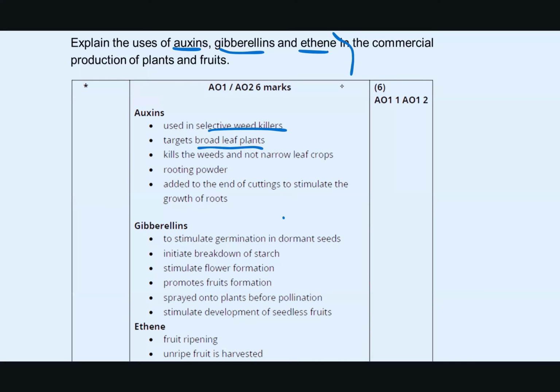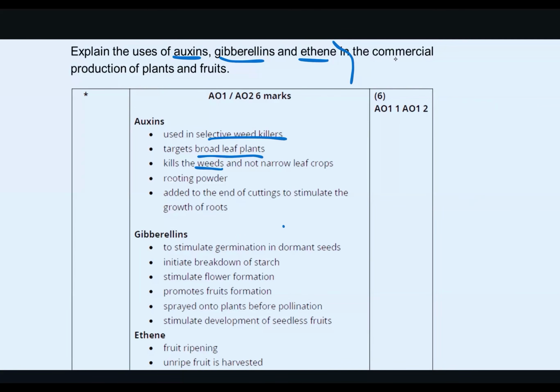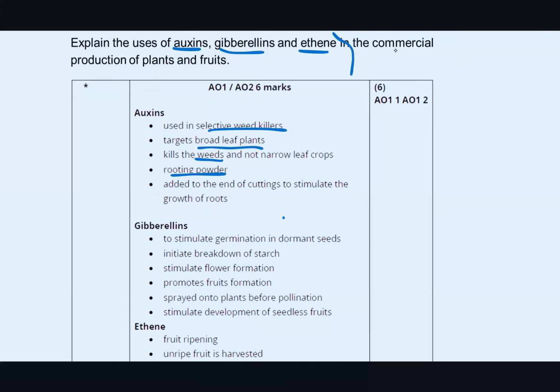It targets broadleaf plants. So these are things that I've not put into the notes because it's all in this 6-mark question. It kills the weeds, but it does not kill narrow leaf crops. So it attacks the weeds, but not anything else. Auxin is also added to rooting powder and to the end of cuttings to stimulate growth of roots.